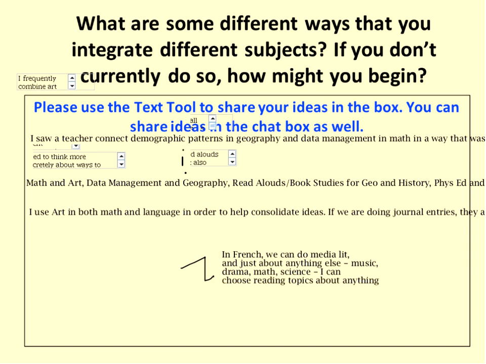Now, I'm assuming it's Lisa, but I could be wrong. When you said about in French what you do, when you connect it, do you think of those connections yourself, or do you connect with the other teachers for those topics and then integrate from there? Oh, great idea, Mike, with the guided reading text. Actually, there's so many great ideas. Thank you, everybody, for sharing everything.